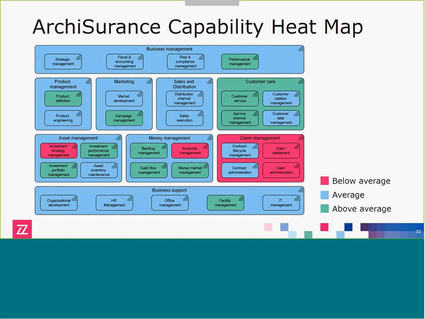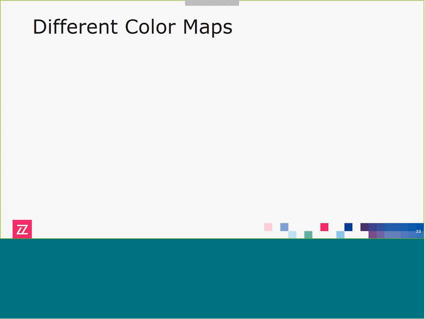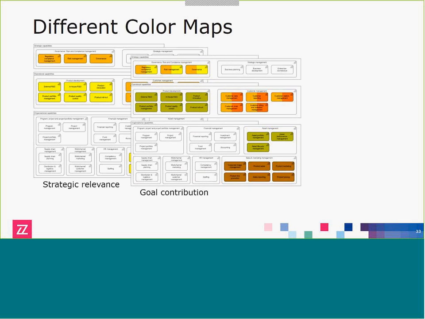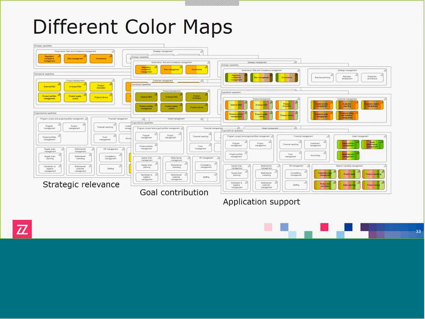Of course, there's more. It's not just a score for a capability, but there can be quite a complicated analysis behind that, and that's later on. But these maps are useful. You can use them in various different ways. You can, for example, plot the strategic relevance of capabilities there. One strategy here is mapped in yellow, the other in orange. So some capabilities contribute to one strategy, others contribute to another strategy. You can look at more detailed business goals. So here you see a bit more variation. And you can even plot, for example, the supporting applications on top of your capabilities.